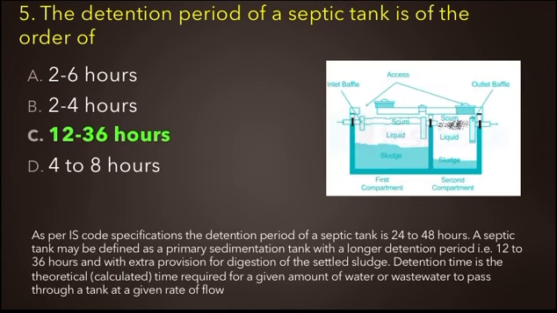12 to 36 hours. As per IS code specifications, the detention period of septic tank is 24 to 48 hours. A septic tank may be defined as the primary sedimentation tank with longer detention period, that is 12 to 36 hours, and with extra provision of digestion of the settled sludge. Detention time is the theoretical or calculated time required for given amount of water or wastewater to pass through a tank at a given rate of flow.